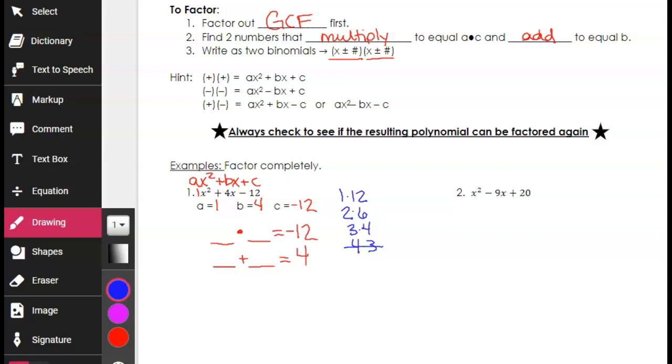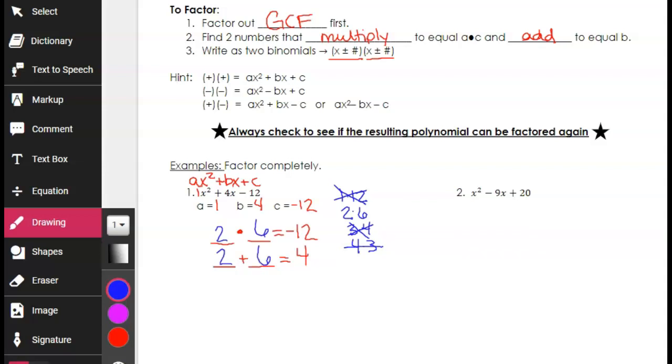Now, if my multiplication target number, my negative 12, is negative, that means that one of the numbers in my pair will also be negative. So I need to find two numbers that have a difference of 4 instead of a sum of 4. Well, 1 and 12 are not 4 units apart, so that's not going to work. 3 and 4 are not 4 units apart. That's not going to work. But 2 and 6 are 4 units apart. So 2 and 6 are my numbers, and I'm going to have to doctor up the signs here.